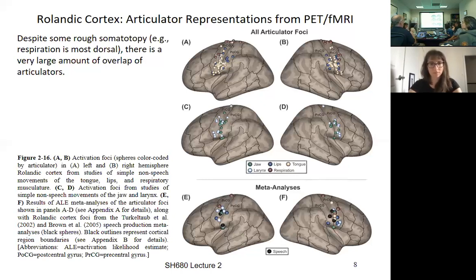That said, there is some degree of topography, and the most notable part is that the respiratory stuff, which is the brown stuff, is all way up here. These are studies that have people do controlled breathing or breathe in an environment that causes them to have to breathe harder, like pressing the chest or something like that. Those studies tend to show activation primarily in the dorsal part of the Rolandic cortex, and that's different from the rest of the articulators. You do occasionally see larynx there, as I mentioned, but that's probably because it's a phonation task where breathing was happening as well, and they were just thinking of that as an articulator task.